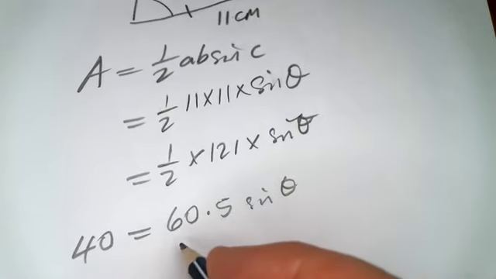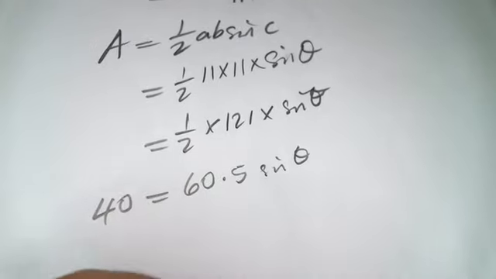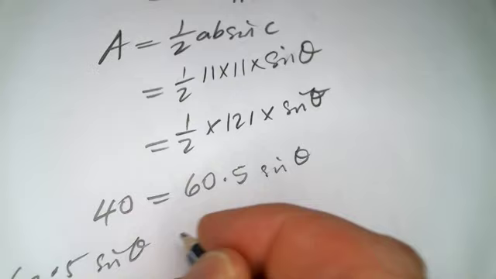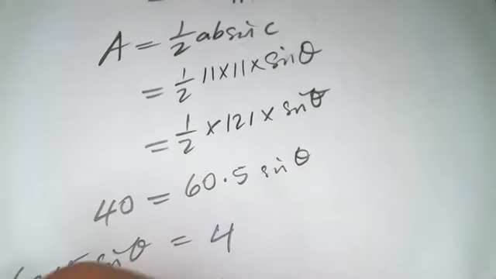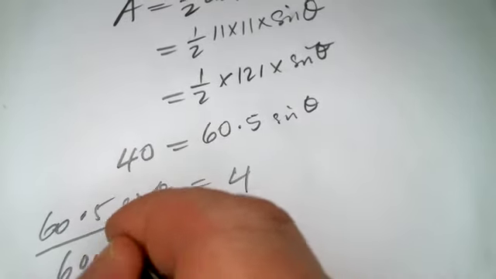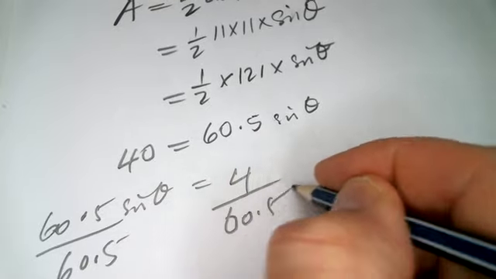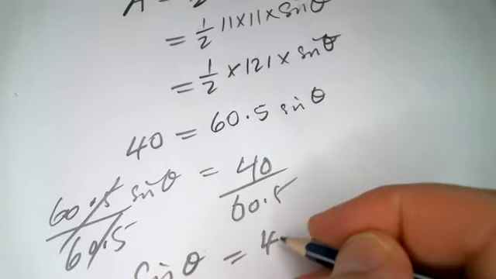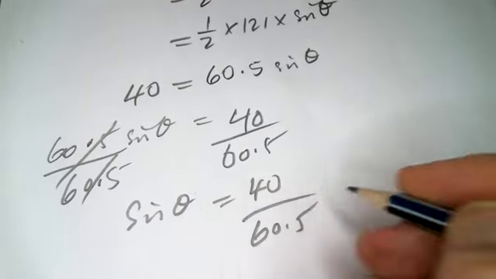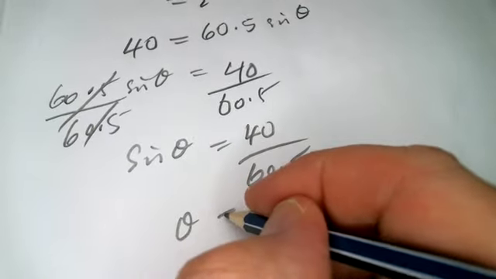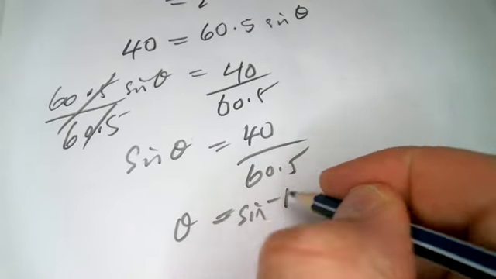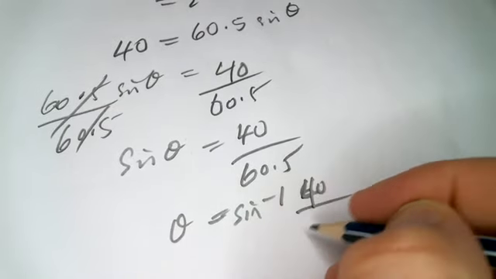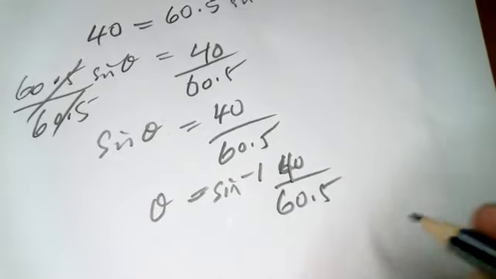So now I can just divide. In fact, I'm going to write this the other way around. So 60.5 sine theta is 40. So if I divide both sides by 60.5, I'm left with sine theta is 40 over 60.5, and theta will be the arc sine, or sine to the -1 of 40 over 60.5.